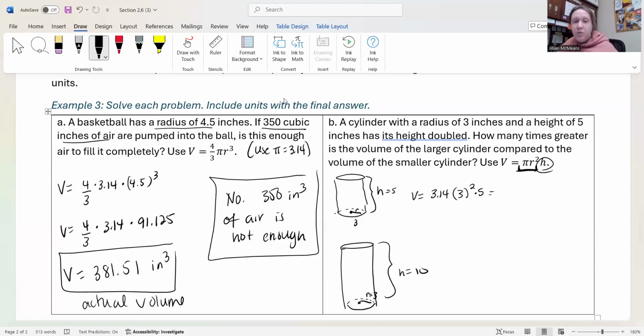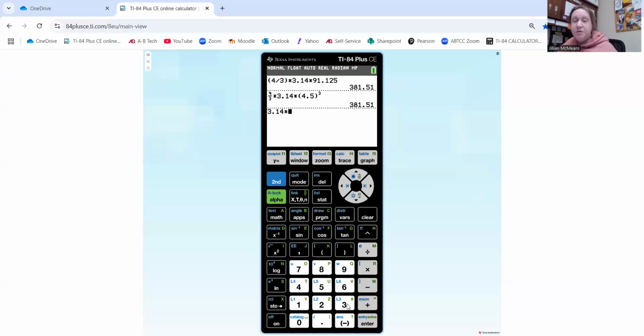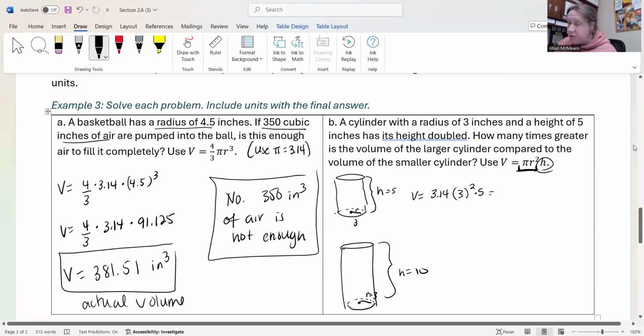So we have 3.14 for pi times the radius, which is 3. We want to square that. Use the right arrow to leave that superscript world. And we want to multiply it by the height of that initial cylinder, which is 5. Enter, and we get 141.3. So the volume of this smaller cylinder is 141.3 cubic inches.